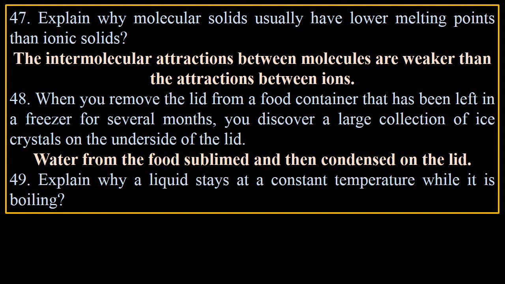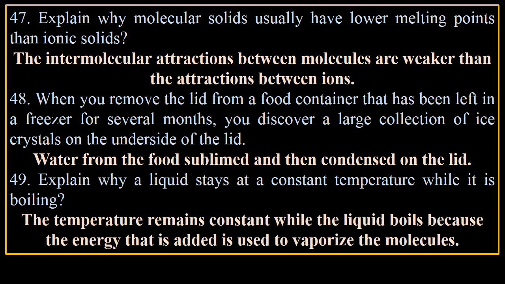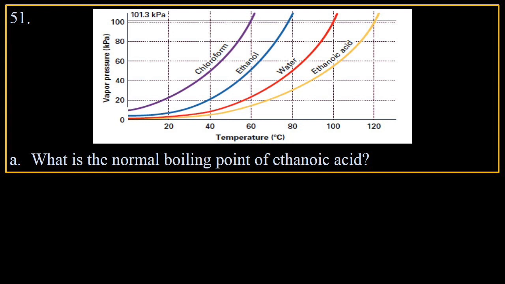Explain why a liquid stays at a constant temperature while it is boiling. The temperature remains constant while the liquid boils because the energy that is added is used to vaporize the molecules. So it's kind of directed into that way, so you know it can't get hotter.